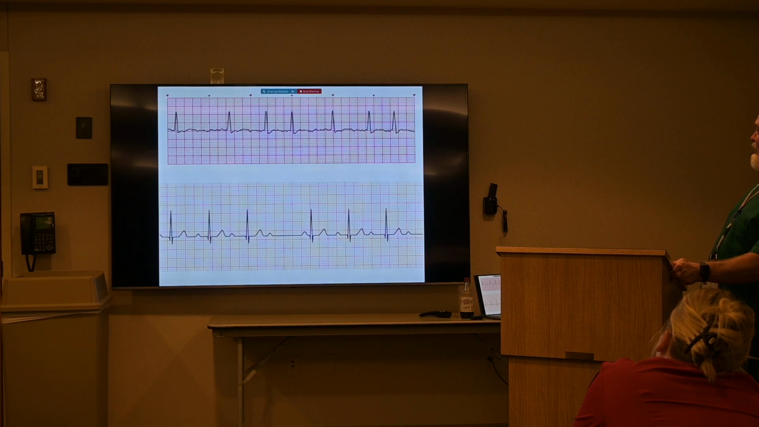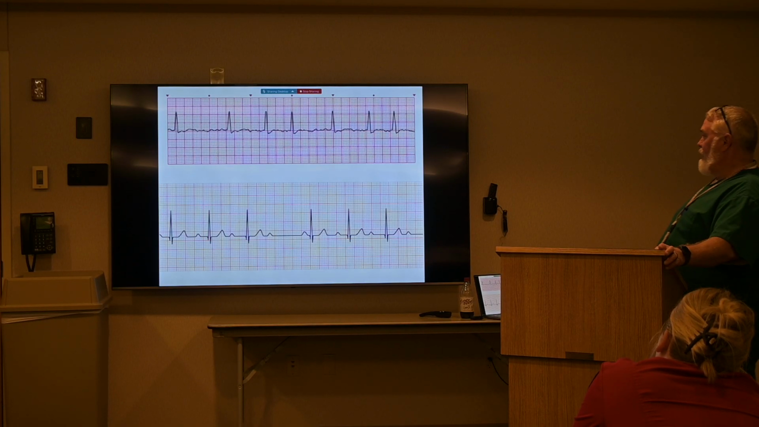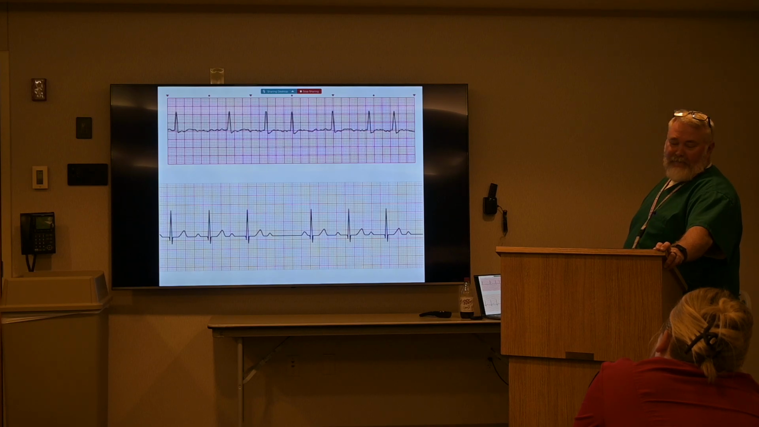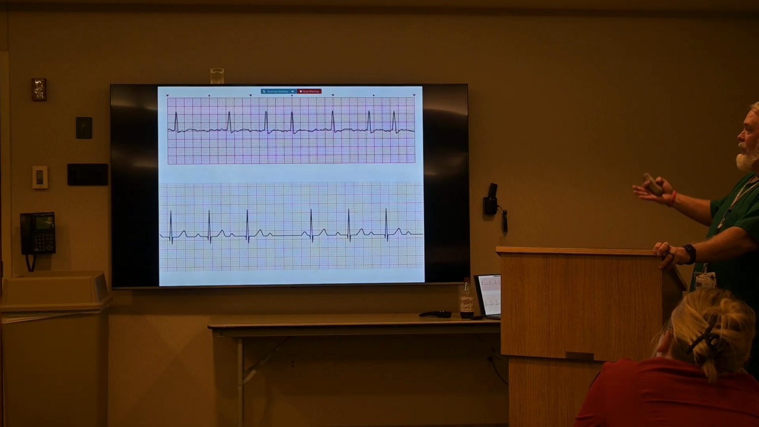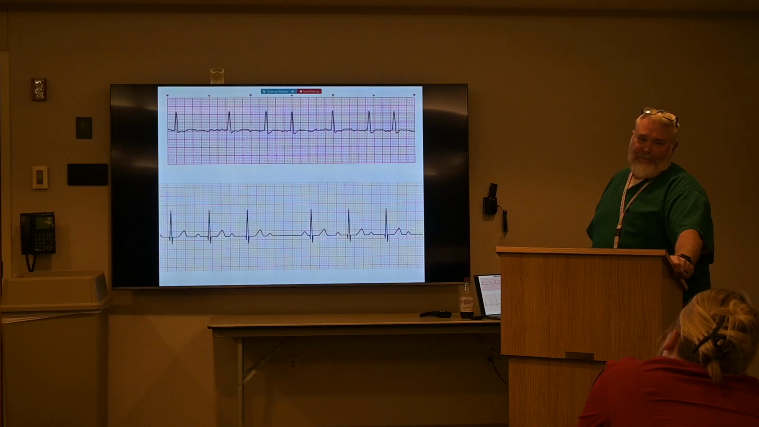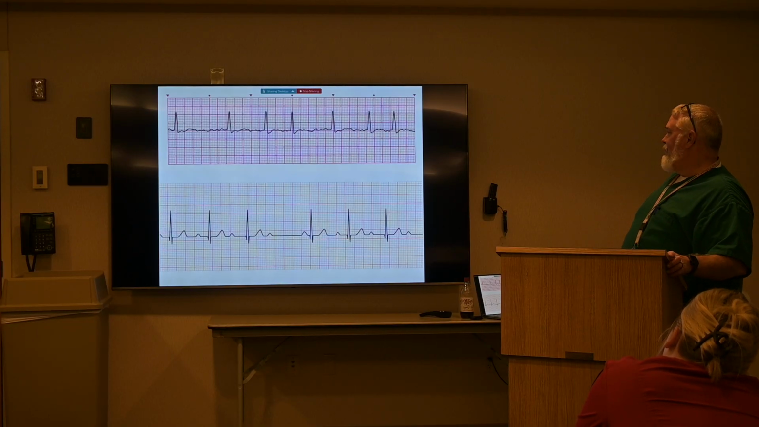All right, is it regular, the top one? No. Can you see P waves? No. Do you have a PR interval? No. Do you have QRS complexes? Yes. Can you see T waves? No. So, what does that tell you about this rhythm? Atrial fib, absolutely.